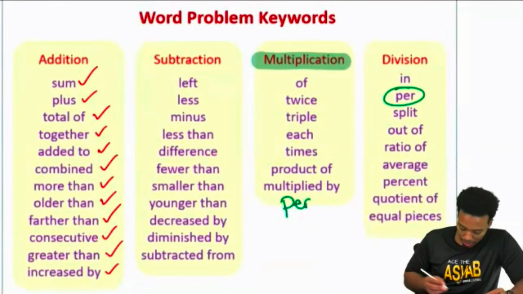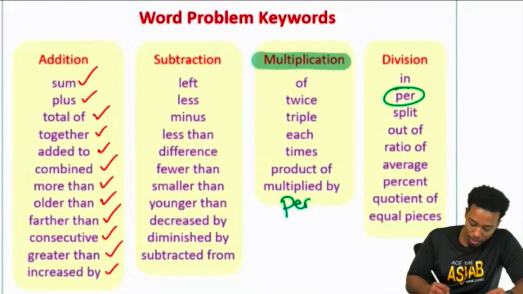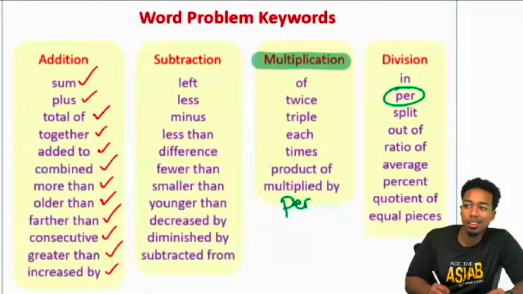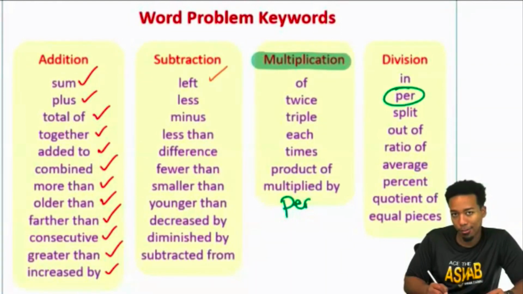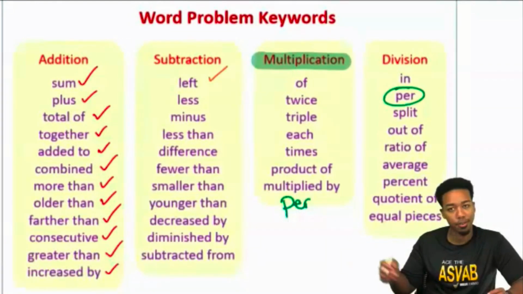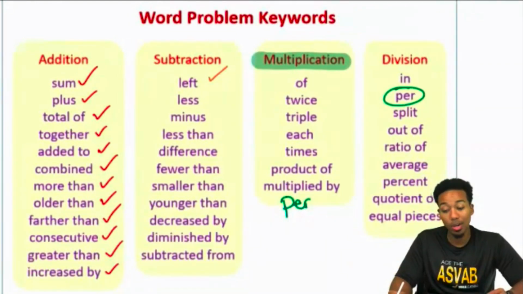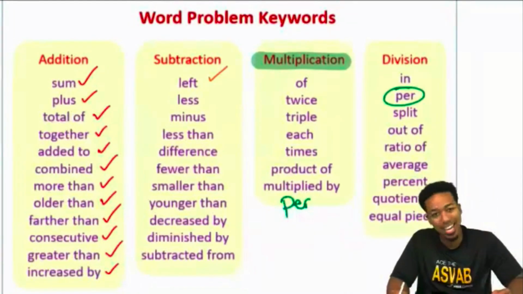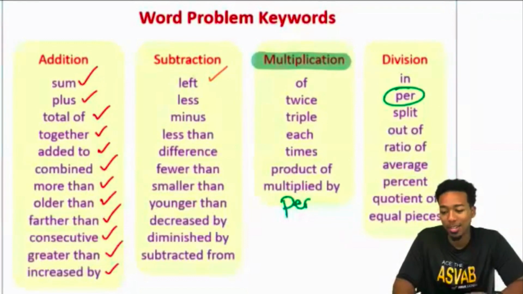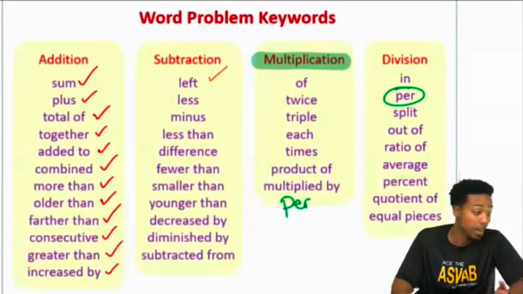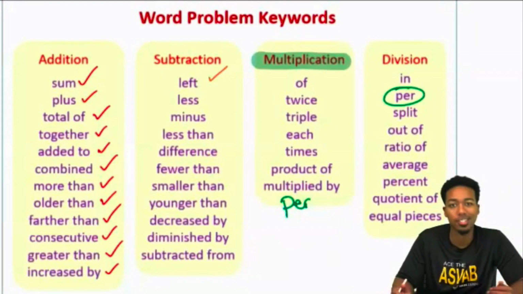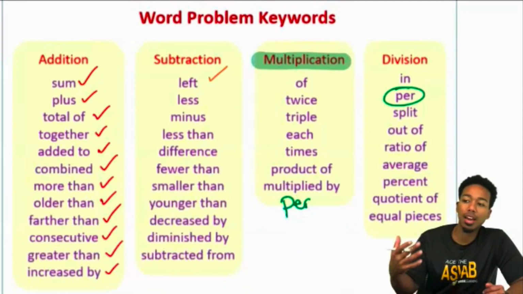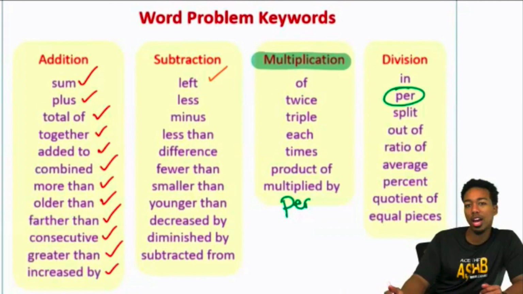Farther than, consecutive, greater than, increased by, all of those denote addition. So looking at subtraction, anybody ever see problems that ask how much peanut butter is left or how many of blank are left? That always tells you subtraction every single time. When you see the word altogether, that's, hey, finding the total, finding the sum. And so I always want to have you imagine what's going on with the situation to understand what keywords we're actually supposed to be looking at.